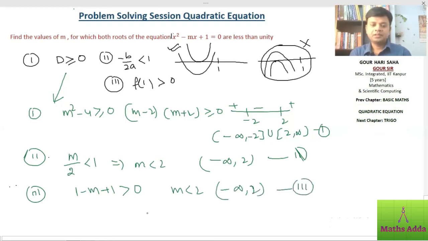Take intersection. It is very obvious, right? Without taking intersection, I can see it. It's minus infinity to minus 2. Minus infinity to minus 2. You can do number line and see this will be the region. So, I can move to next one.